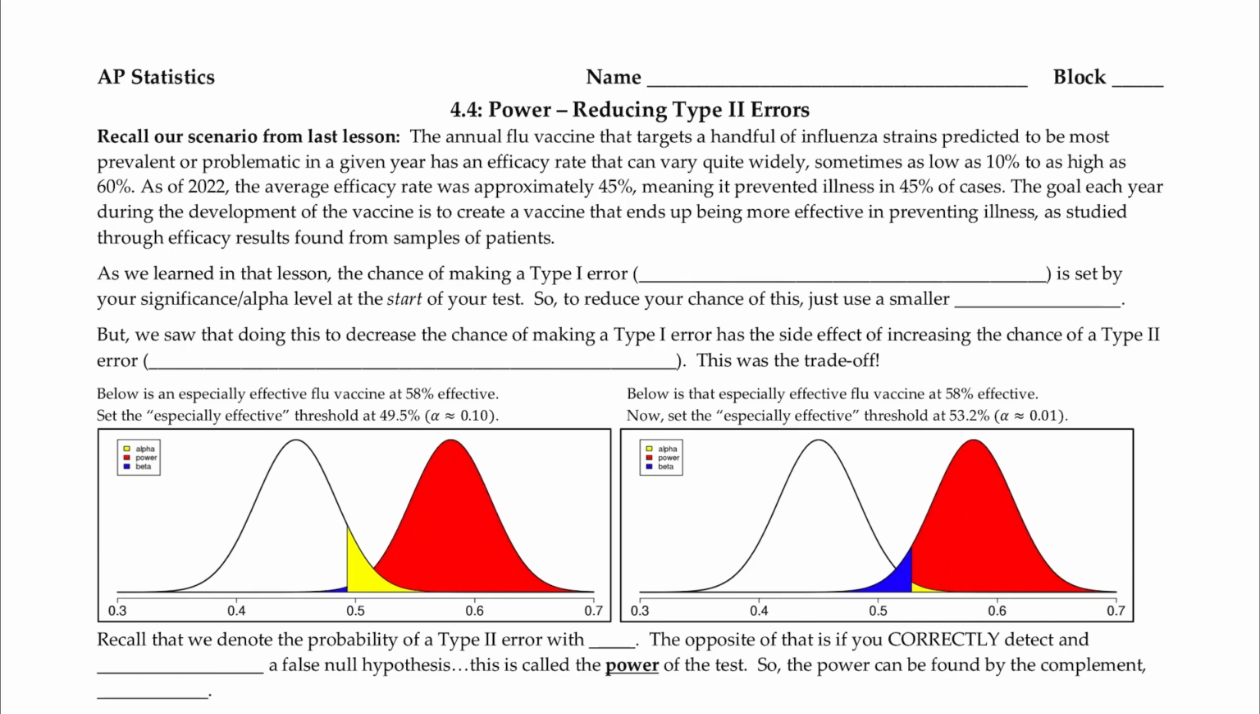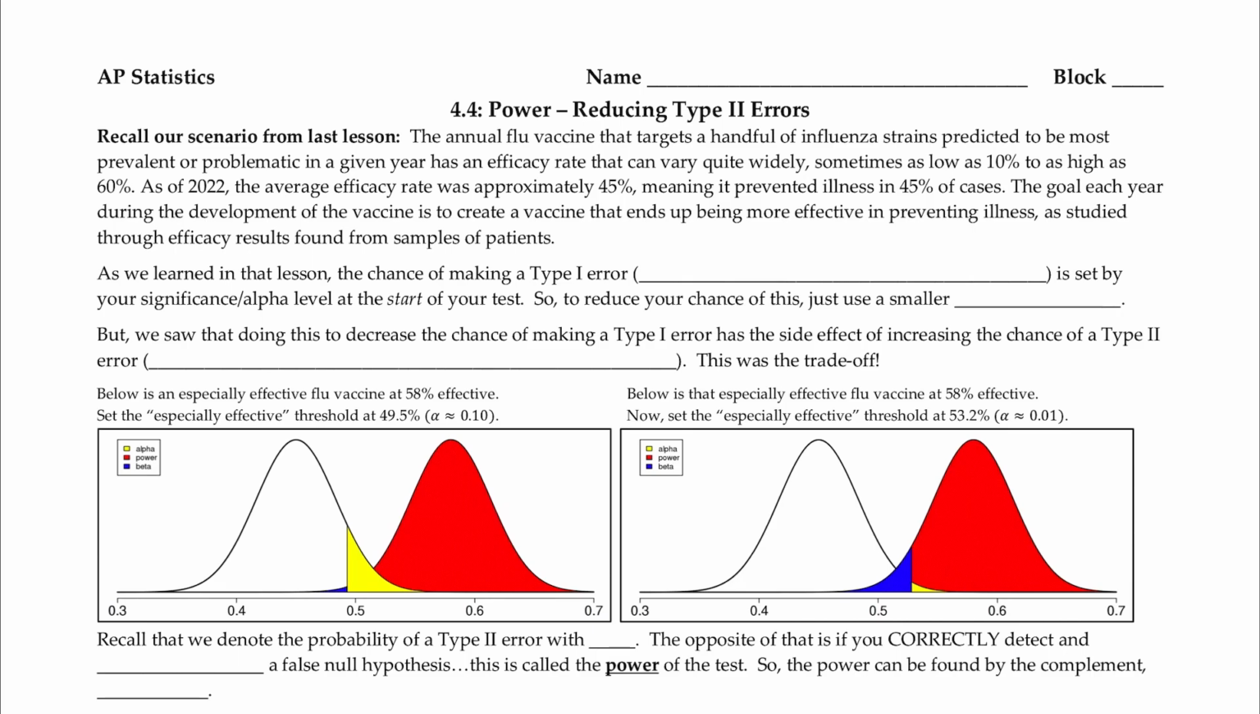So we're going to revisit our context from last time, which was all about flu shots and how over the last several years they had on average about a 45% efficacy rate, meaning that it's preventing illness 45% of the time. We'll revisit type 1 and type 2 errors with those things, but then really focus on what is power. So we're going to jump in, second paragraph there.